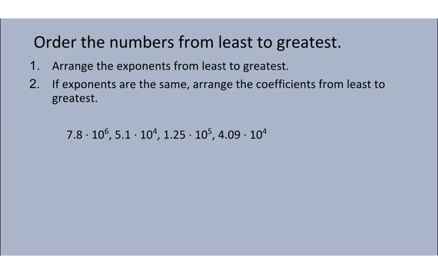All right, let's see how you did. So here's what I see. I have a 6, a 4, a 5, and a 4. So I know my 4s are the least, right? And now I have to look at their coefficients.